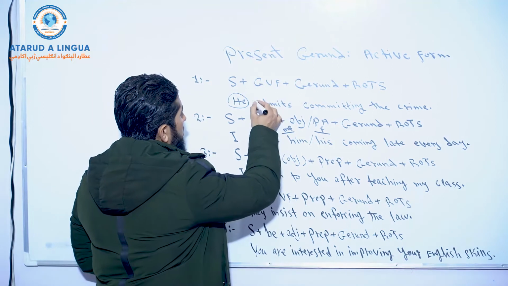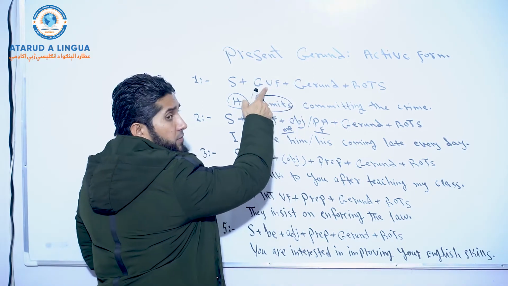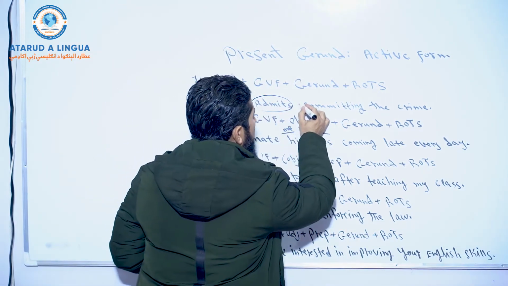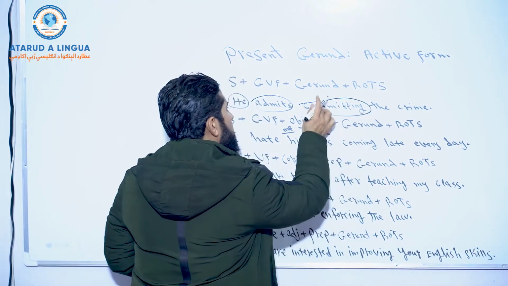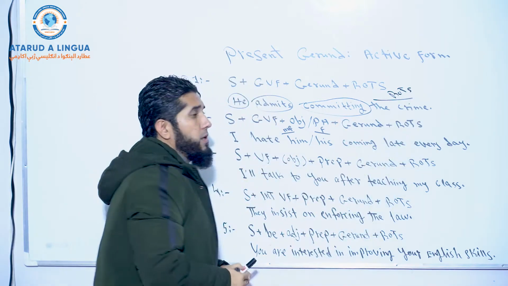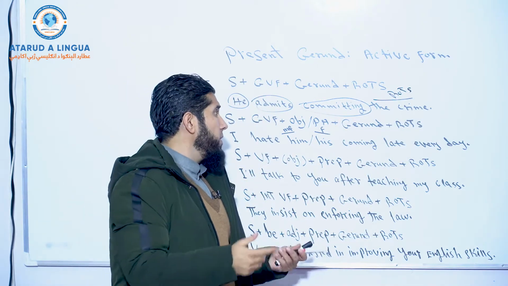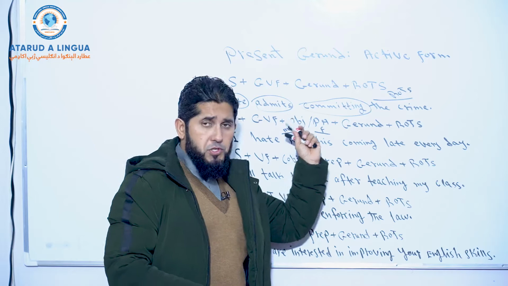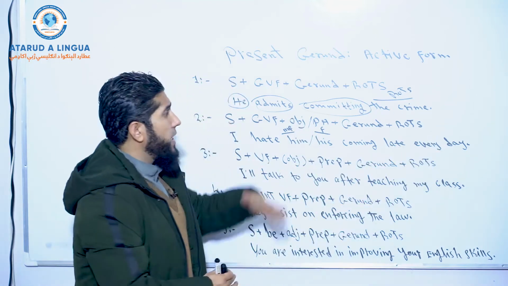So now, according to the structure, what is admits? Gerund verb form. And committing the crime is gerund, and whatever comes after that, you can say rest of the sentence, or you can say complement, or altogether you can say it's a gerund phrase. So that's structure number one.